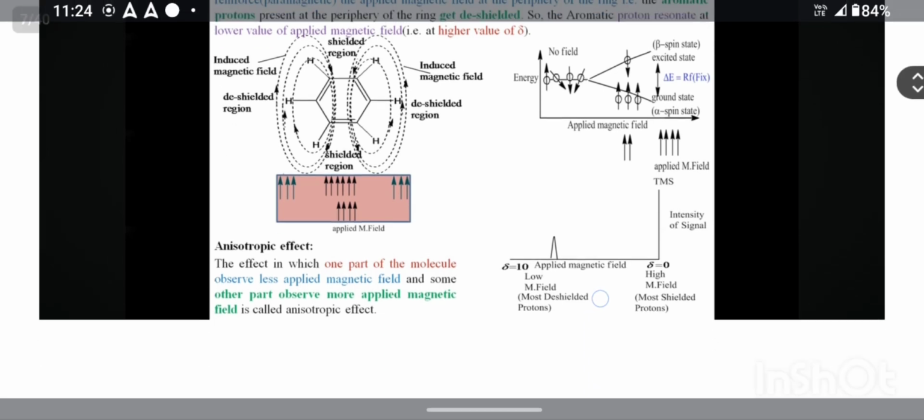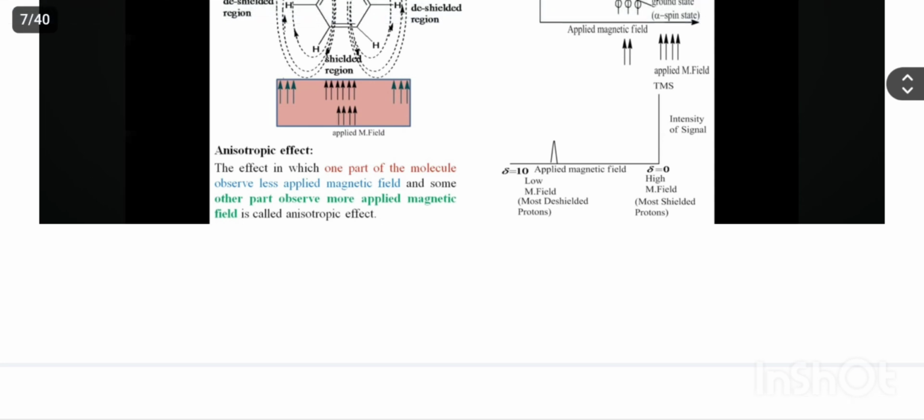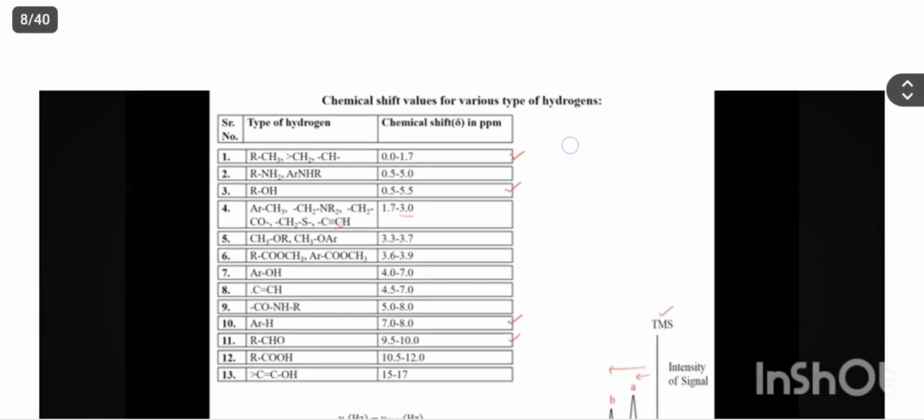Anisotropic effect. The effect when one part of the molecule observes less applied magnetic field and some other part observes more applied magnetic field is called anisotropic effect.